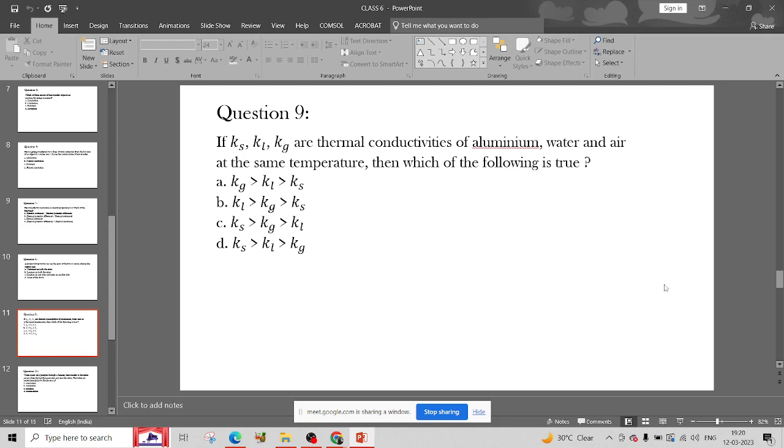So in this question, Ks, Kl and Kg are thermal conductivities of aluminium, water and air. This is question number 9. At the same temperature, which of the following is true? Kg greater than Kl greater than Ks, or Kl obviously. Solid will have greater thermal conductivity as compared to liquid, and liquid as compared to gas. So option is D.